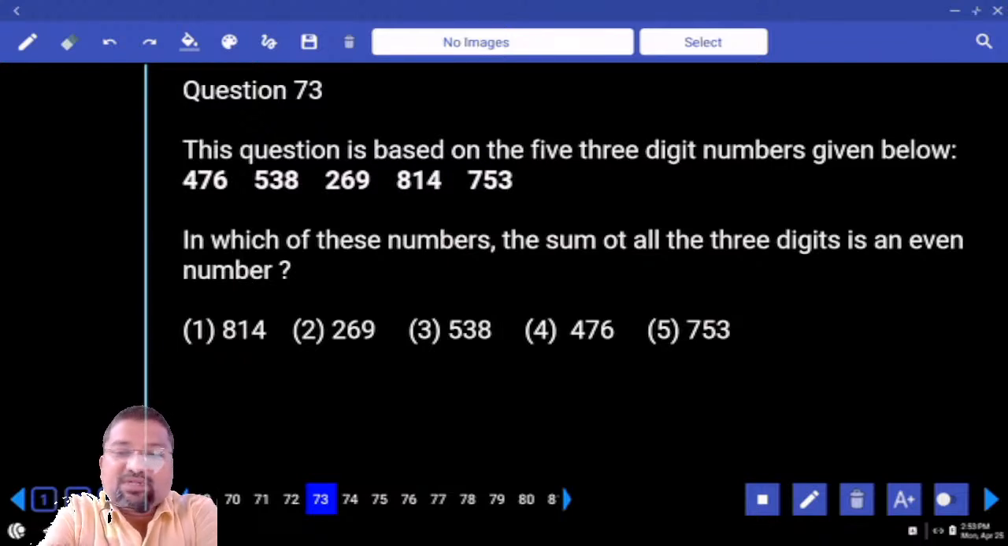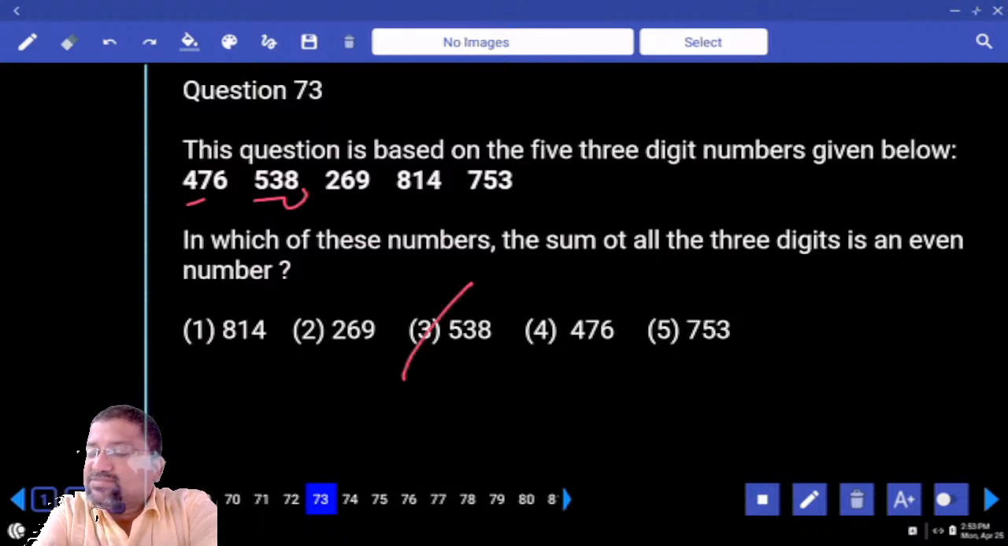You have to be a little smart. In which of these numbers is the sum of all the 3 digits even? Sum of all the 3 digits is even. 4, 7, come on, 11, 6, 17. 8, 8, how much? 16. Sum of all the 3 digits is even. The answer is done.